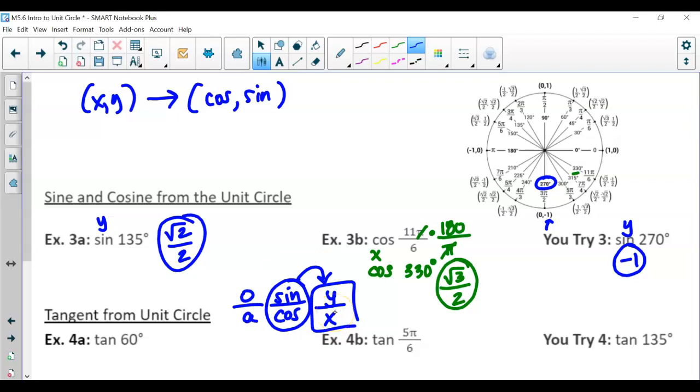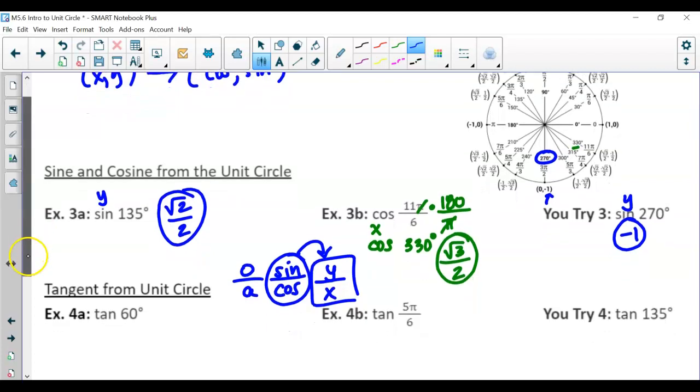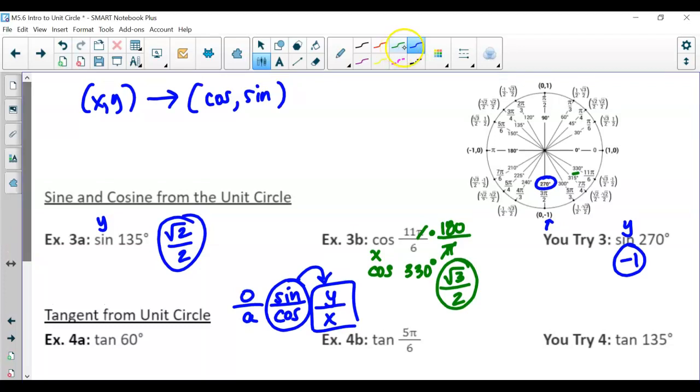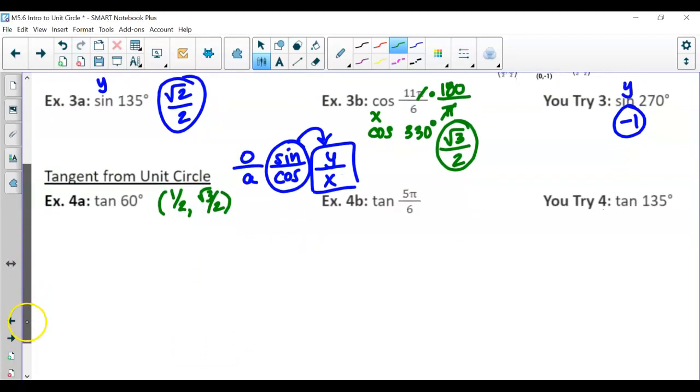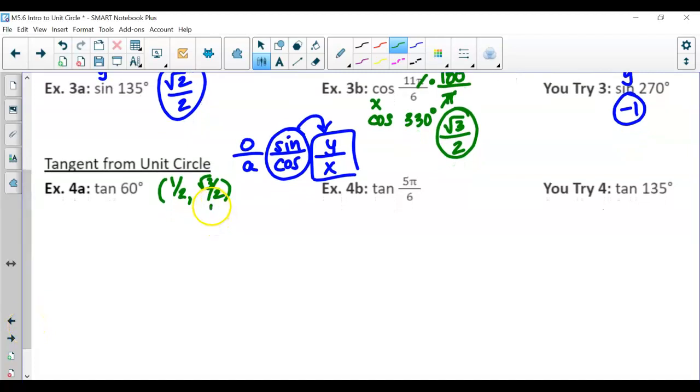So now we're going to use the whole coordinate. So like for example, tangent of 60 degrees. So here we're going to locate 60 degrees on our unit circle. 60 degrees. Here's our coordinate, right? So we've got 1/2 and radical 3 over 2. So now we're going to use the coordinate to find tangent, which is y divided by x. So the y is radical 3 over 2 divided by x, which is 1/2.